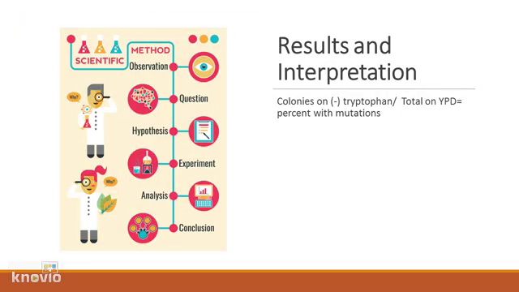What this sentence says in results and interpretation just means that you would count the colonies present on a plate that lacks tryptophan. You divide that by the total colonies on a YPD plate. That gives you the percent of colonies that grew with mutation. So you have two plates.